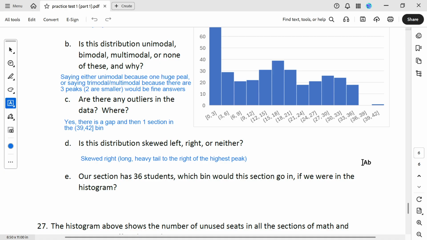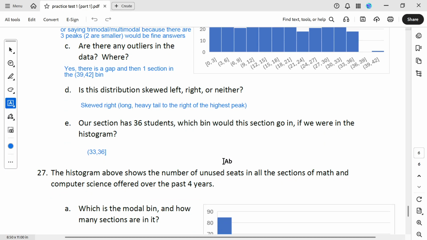Okay, our section has 36 students, so which bin would this section go in if we were in the histogram? 36 is right on the border of these 2 bins, so it's going to go into the one that has the square bracket next to the 36. So that's going to be the 33 to 36 bin.